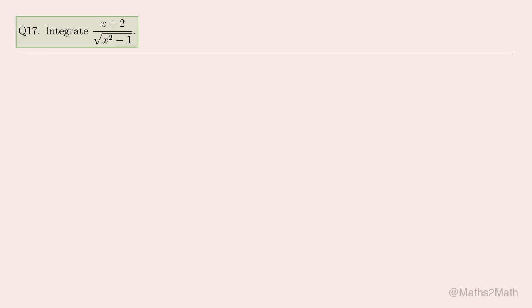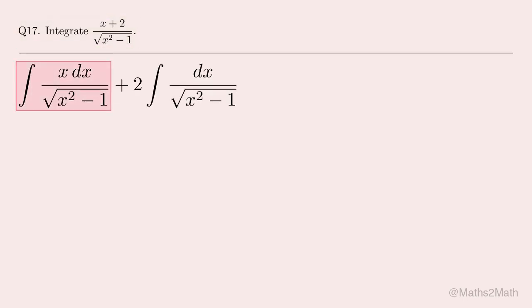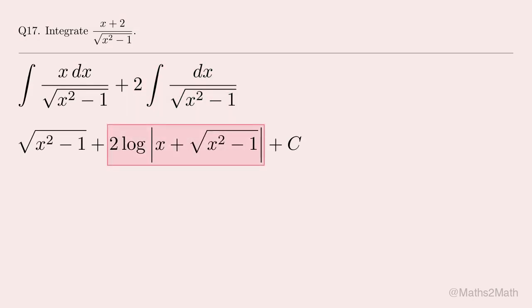Question 17. Split into the derivative part and the constant part. Root plus log. X over the root gives the root. 2 over the root gives twice the log. Combine.